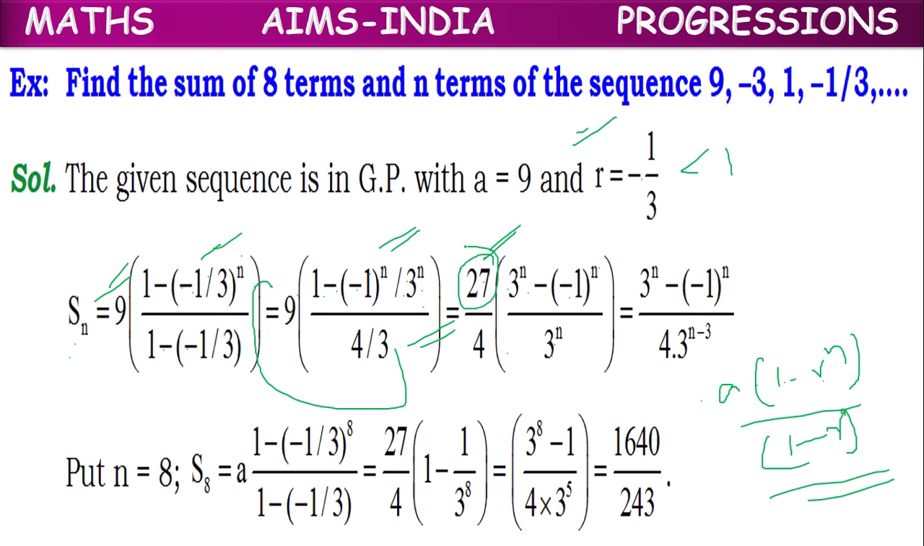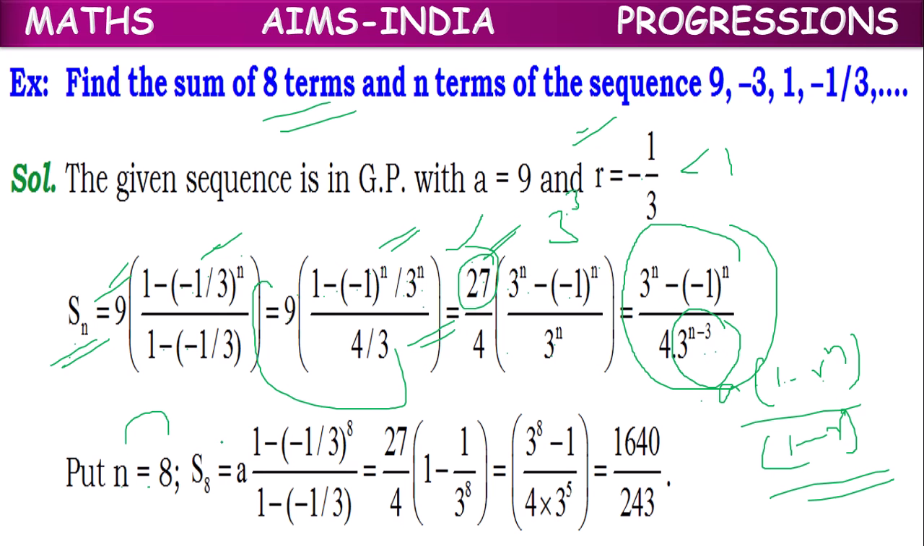This 27 we can write as 3 cube. If 3 cube comes down, it will become 3 power -3. And we can write 3 power n minus 3. Instead of this 27, we can write 3 power n minus 3. So this is the formula for sum of n terms. And we have to find the sum of 8 terms. So n equal to 8. So we have to find S8.